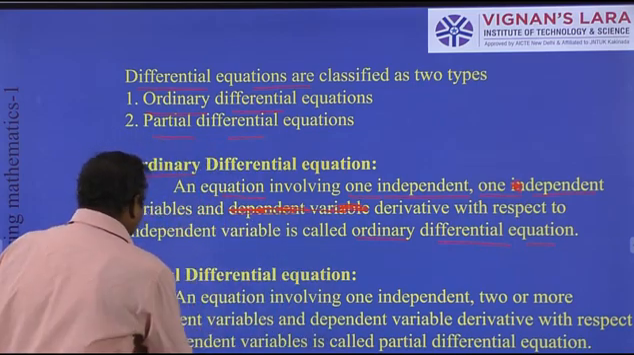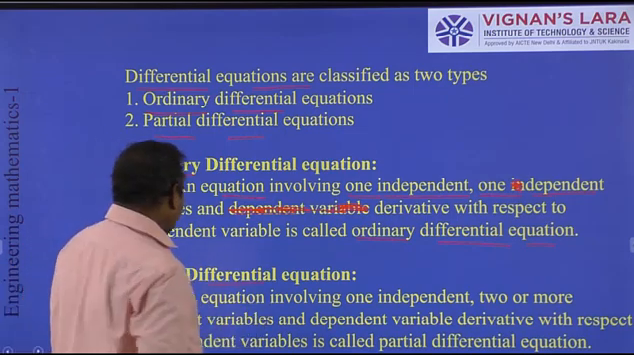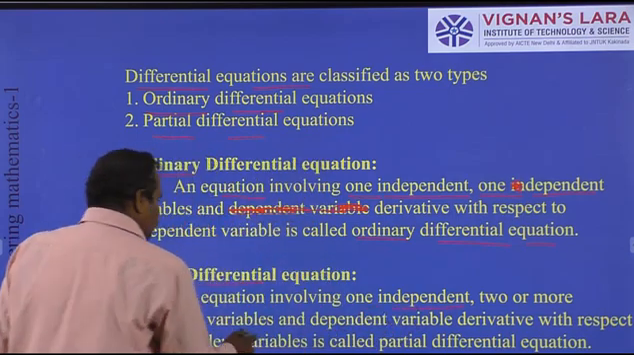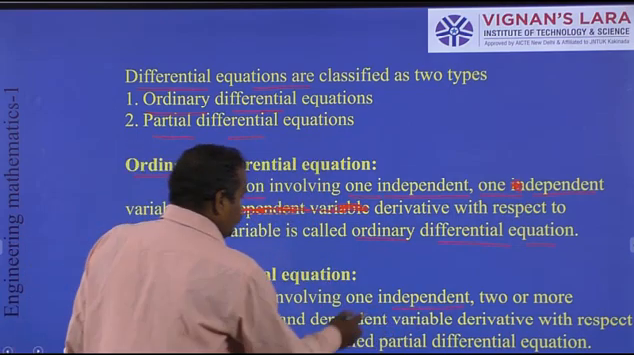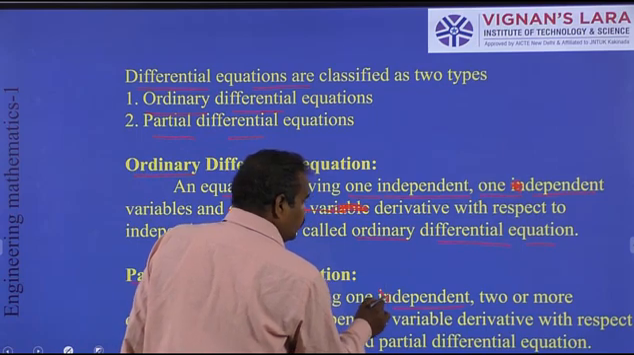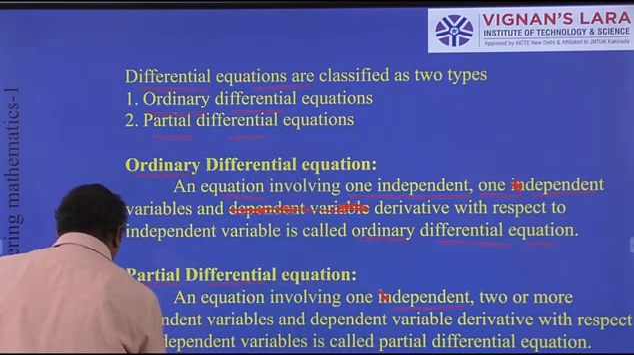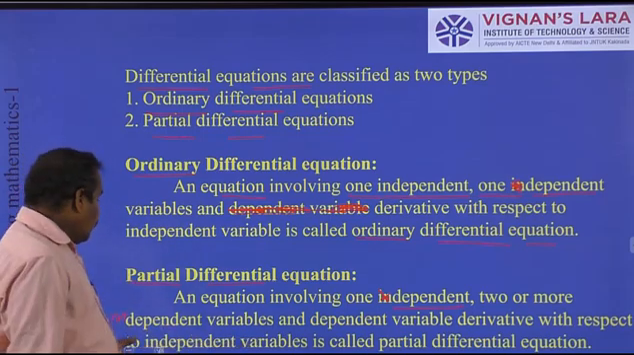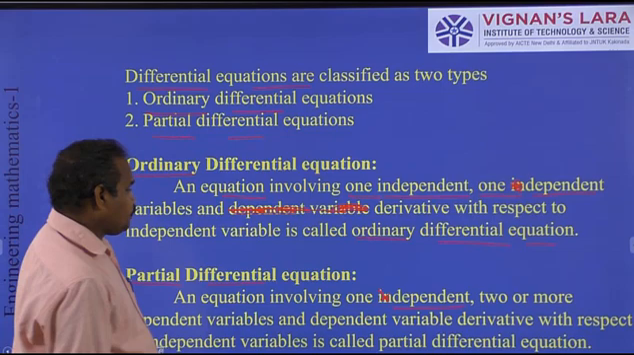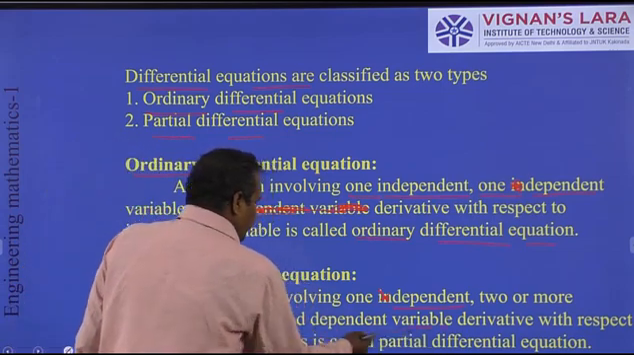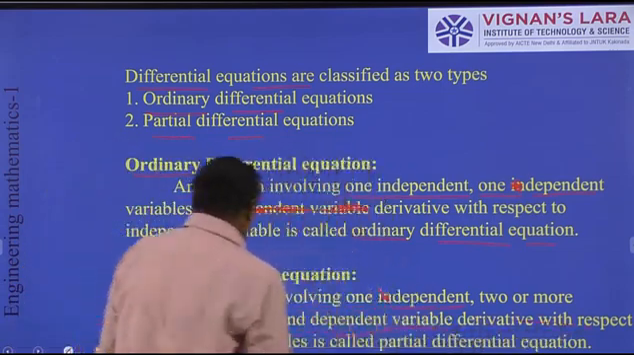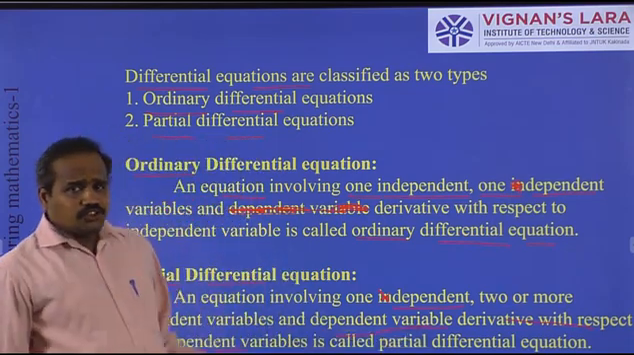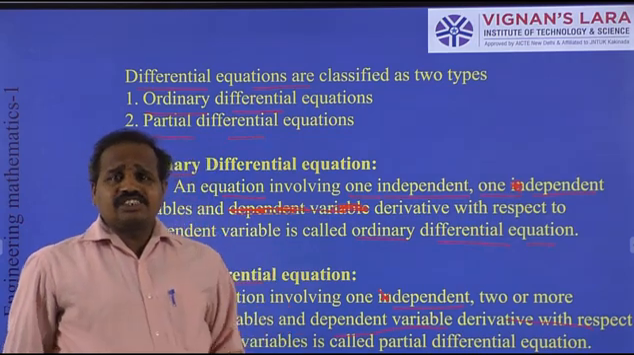Coming to the partial differential equation. A partial differential equation means an equation involving one dependent variable, two or more independent variables, and derivatives of the dependent variable with respect to the independent variables. It is called a partial differential equation. So what is the difference between ordinary and partial differential equation?